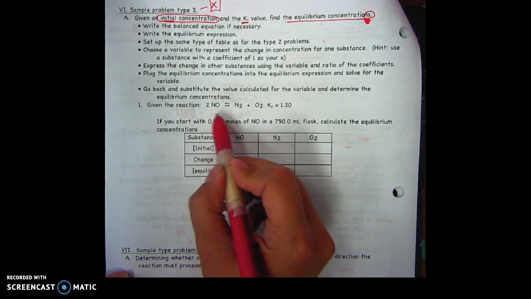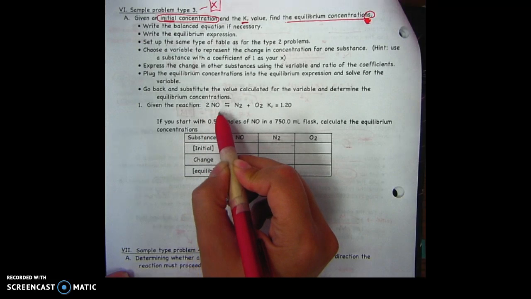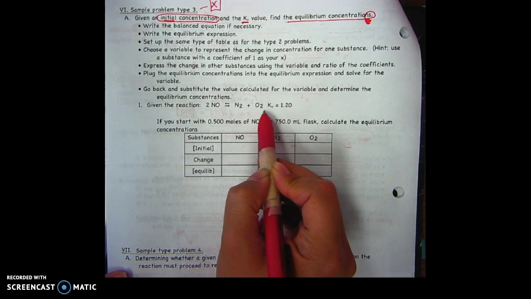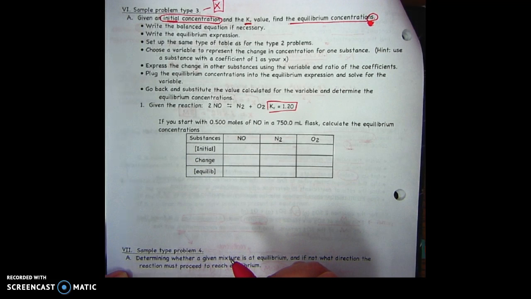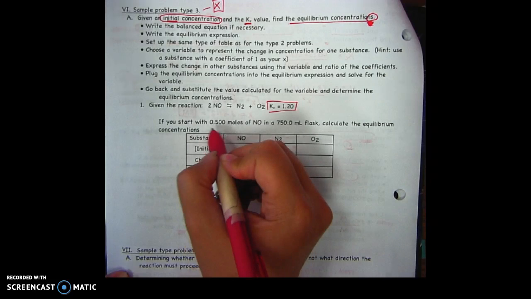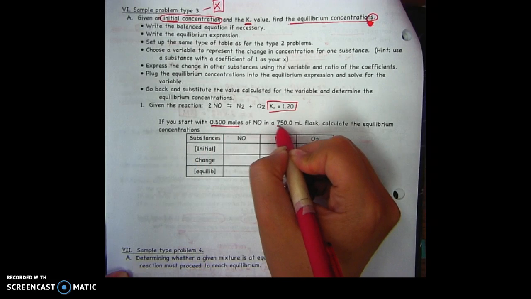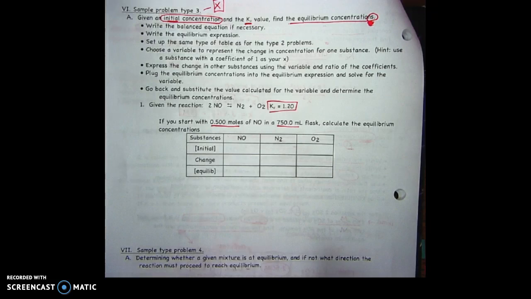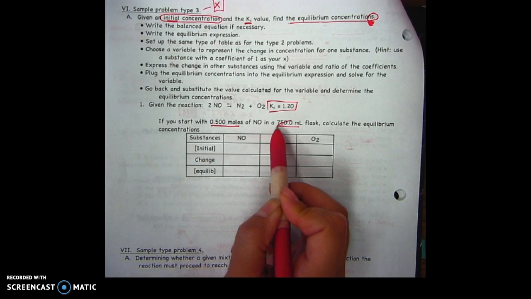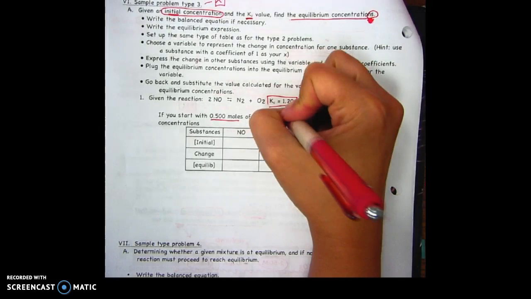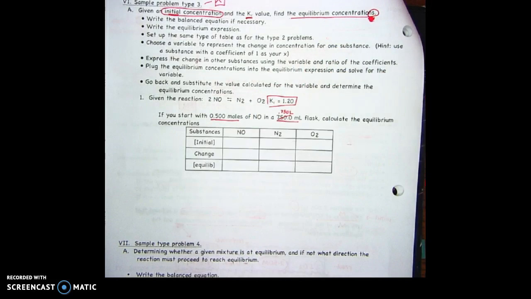So here's your given reaction. You have two nitrogen monoxides. It's breaking down into nitrogen and oxygen gas. You're given your equilibrium constant of K is equal to 1.2. And you have 0.5 moles of NO. We're in a 750 ml flask. So if I see that the flask isn't 1 liter, what I would do right away is change my moles into molarity. So we're going to do 0.5 divided by 0.750 liters to get my molarity.